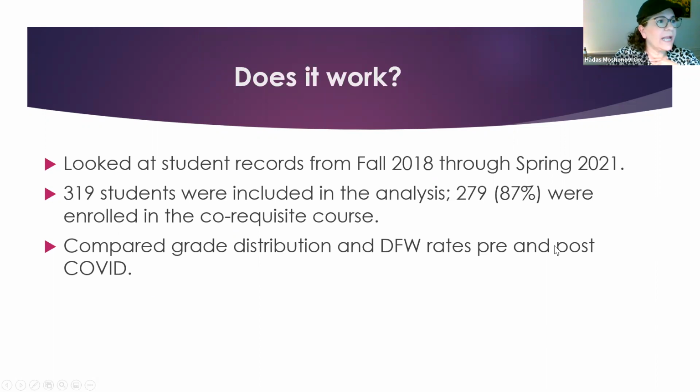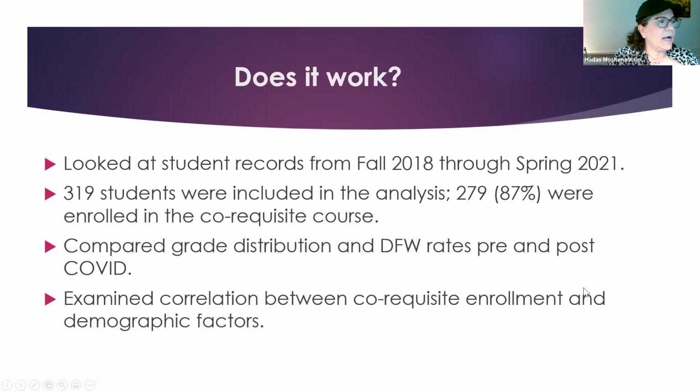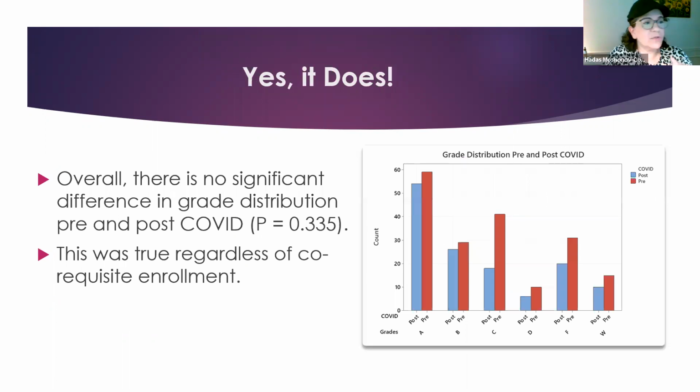The other things that I looked at was the grade distribution, again pre and post COVID, and examining some correlation between Corequisite enrollment and some demographic factors. I was just interested in that. And the evidence was clear that, besides the effect of the pandemic on students' overall success and retention, with regards to the math there were not so many differences.